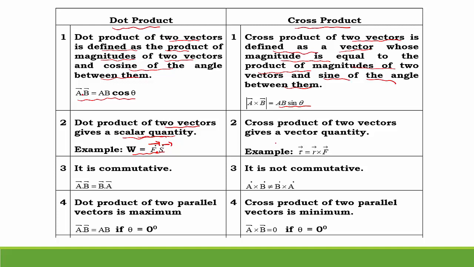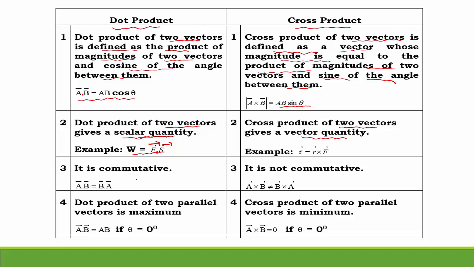But for cross product, when two vectors are multiplied, if the resultant is a vector quantity, then we call it a cross product. An example is torque, given by R cross F. The position vector multiplied by force gives a torque. This torque has both magnitude and direction, so the resultant is a vector quantity.